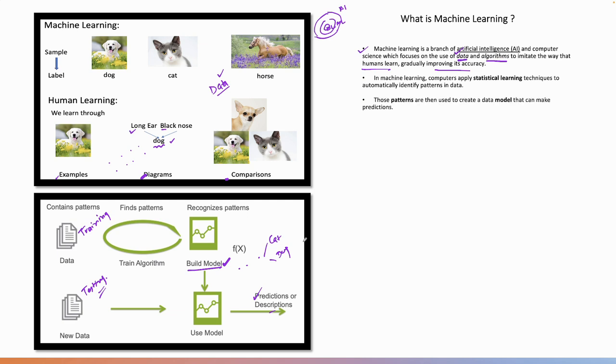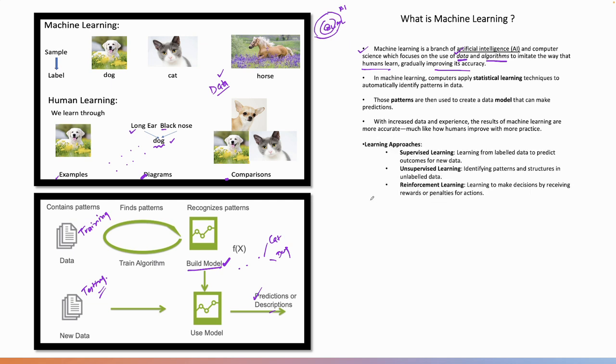So as I said, these patterns are then used to create a data model that can make predictions, right? And with increased data and experience, the results of machine learning are more accurate. So as we said, how do humans learn? Humans learn gradually, right? They improve upon their accuracy. Same way machine learning algorithms improve, right? Whatever patterns it is finding out, you use the testing data and you improve upon your parameters, and you actually learn as you go along, right?